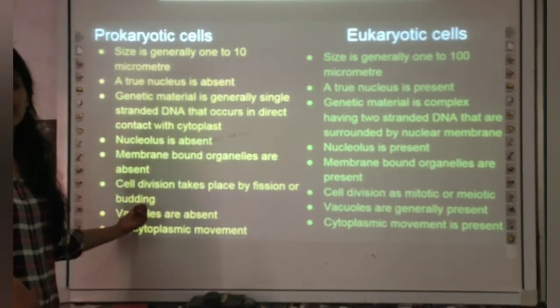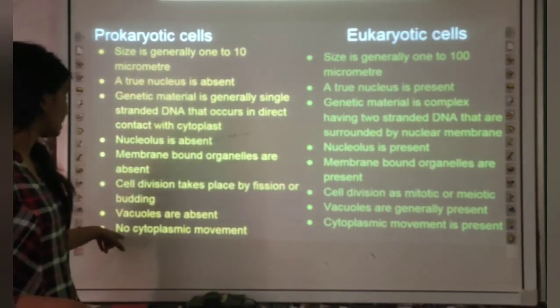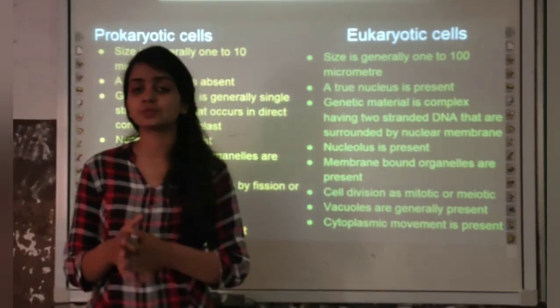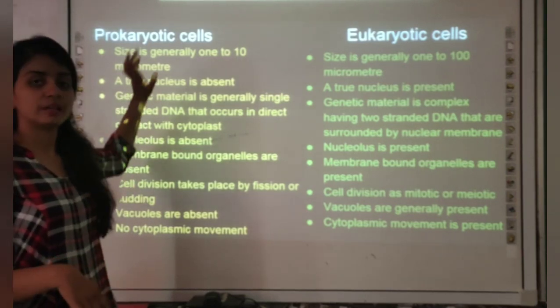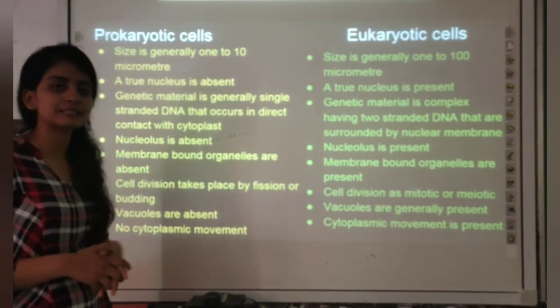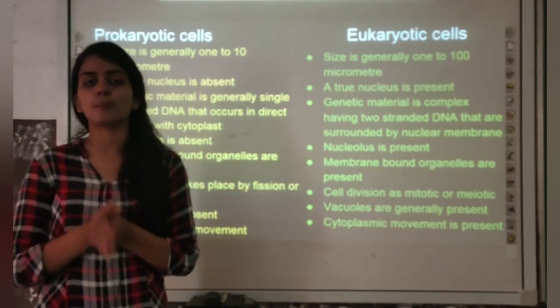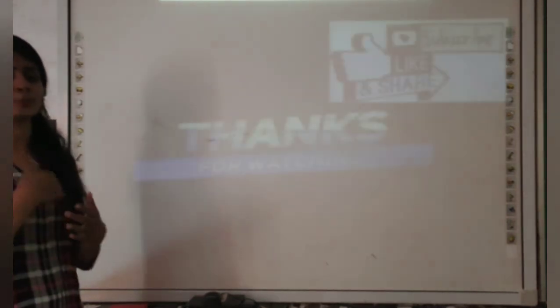Vacuoles are absent here, whereas here vacuoles are present. In this, no cytoplasmic movement is there, but here cytoplasmic movement is present. For example, in prokaryotic there are a few bacteria, whereas in eukaryotic we human beings, the complex version, are there.